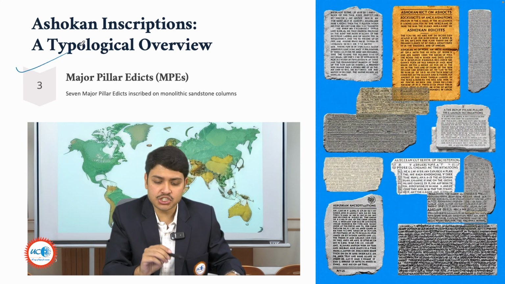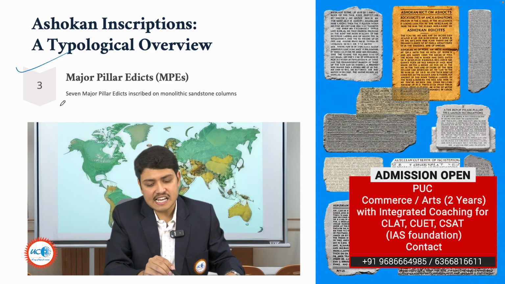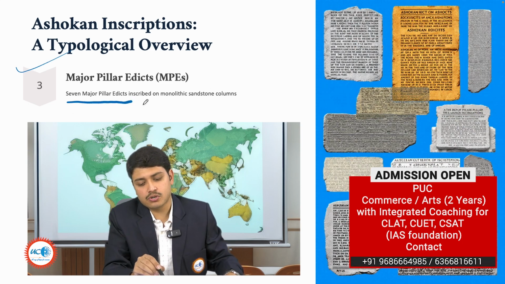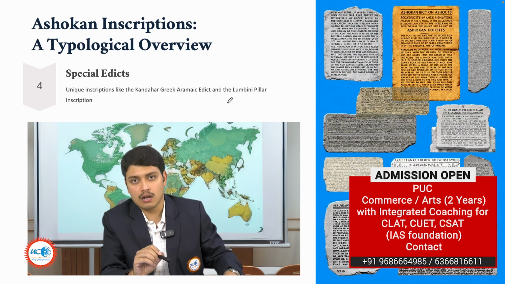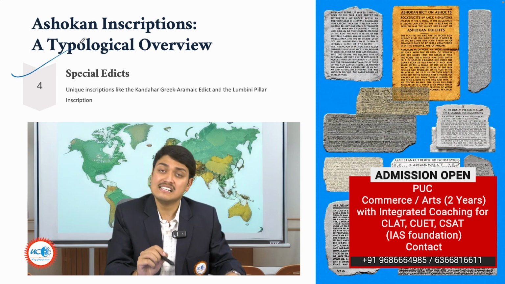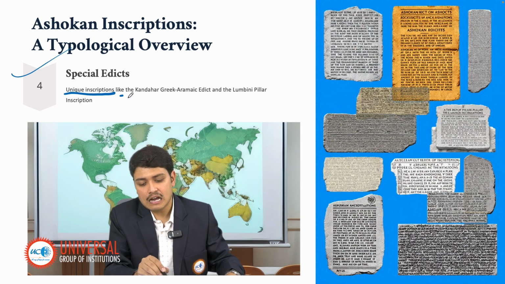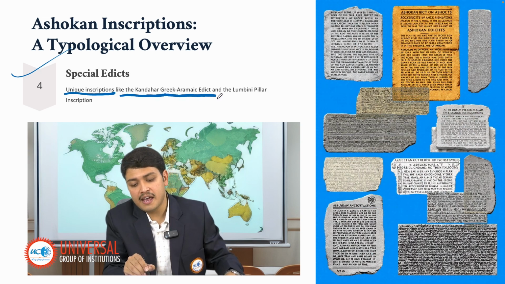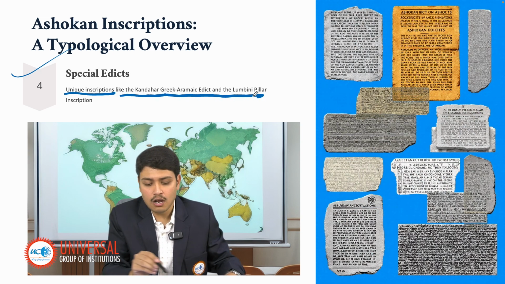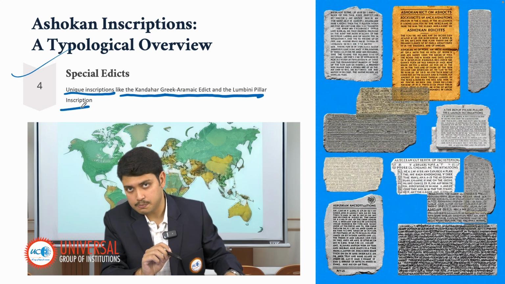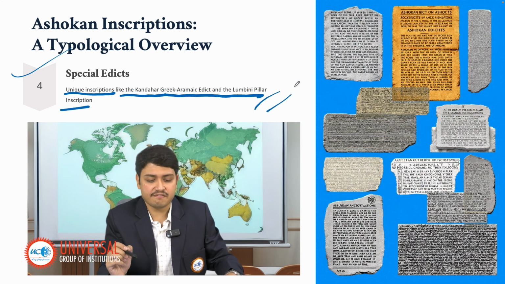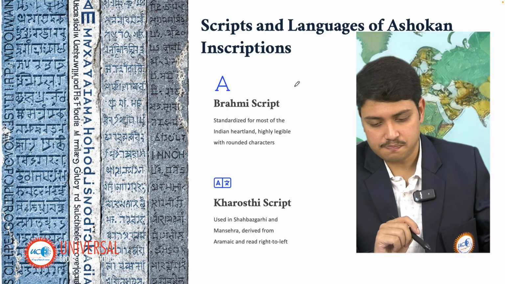Next is major pillar edicts. There are 7 major pillar edicts inscribed on monolithic sandstone columns, and there are special edicts, unique inscriptions like the Kandahar Greek-Aramaic edict, and the Lumbini pillar inscription. These are very important special edicts.